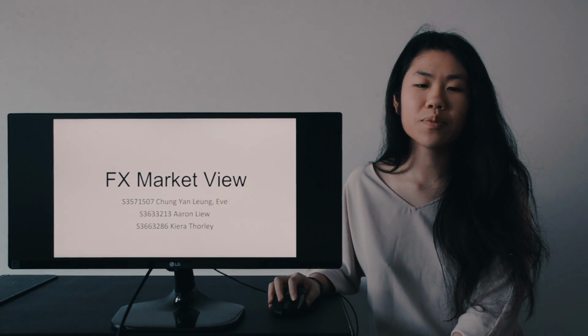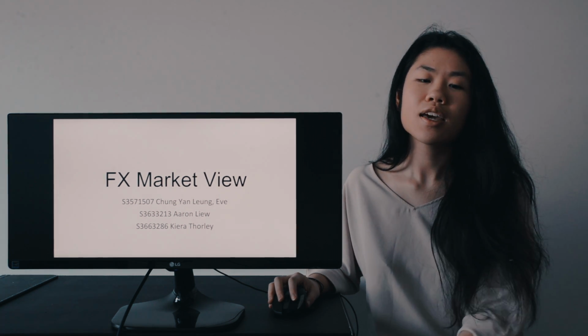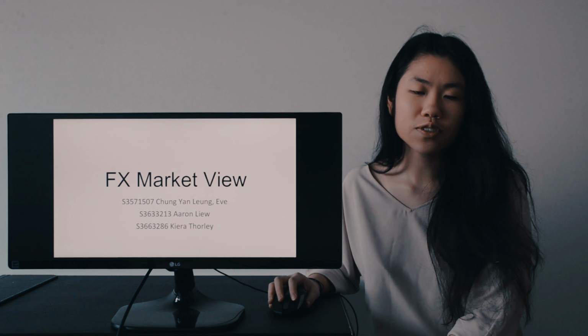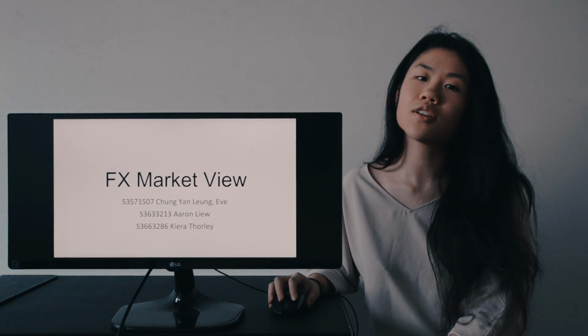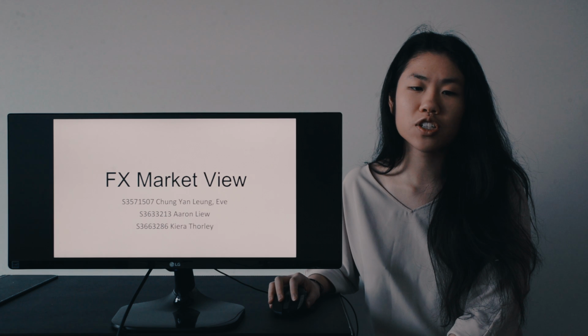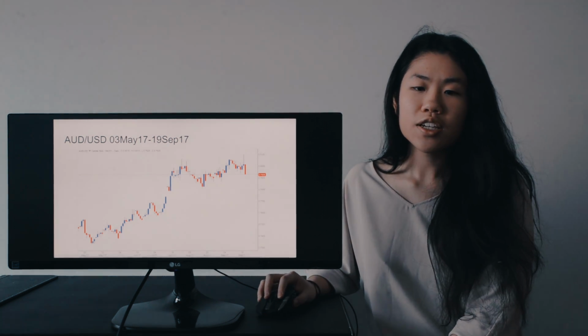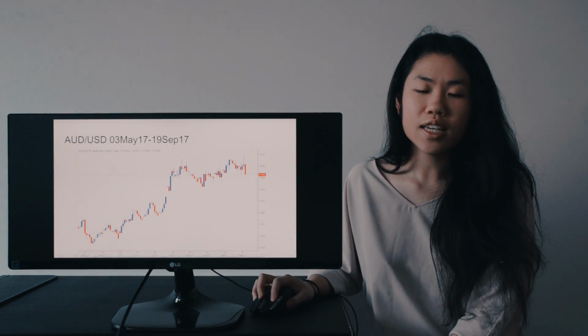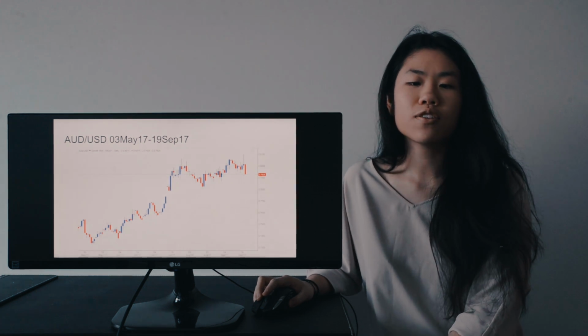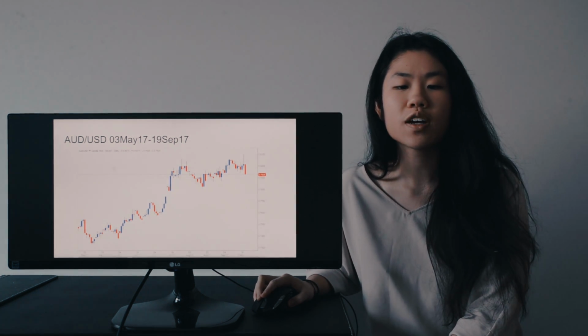This is Eve. My group mates Aaron and Kiera and I conducted research on the exchange rate of Australian dollars to US dollars and the US dollars to Japanese yen. So here's the graph from Forex Capital Trading. It's here to give you an overall idea of Australian dollars and US dollars for the past few months.